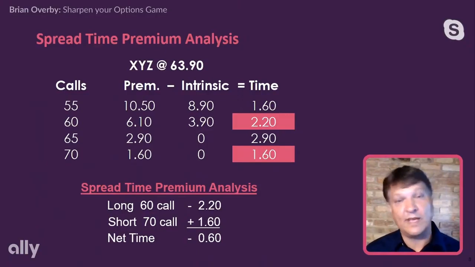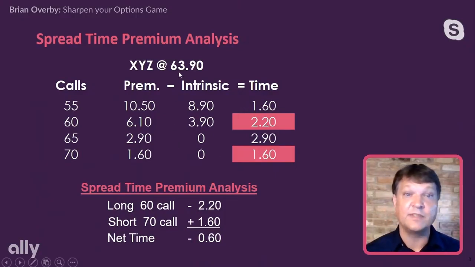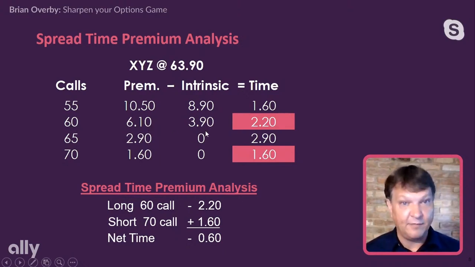And then obviously we'll look at the out of the money option contract, and that's all going to be time value, and we're selling that option. So to start with, we know that the stock was at 63.90. The 60 strike call option, pretend this is an option chain, right? The Ally Invest option chain, if you will, is trading for $6.10. We paid $3.90 for it.